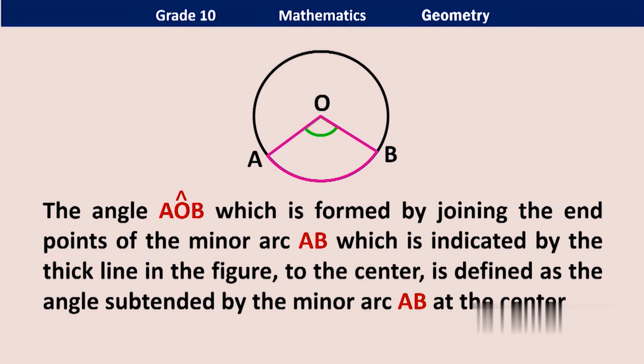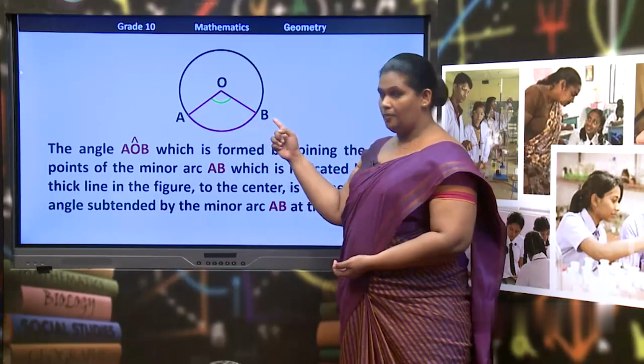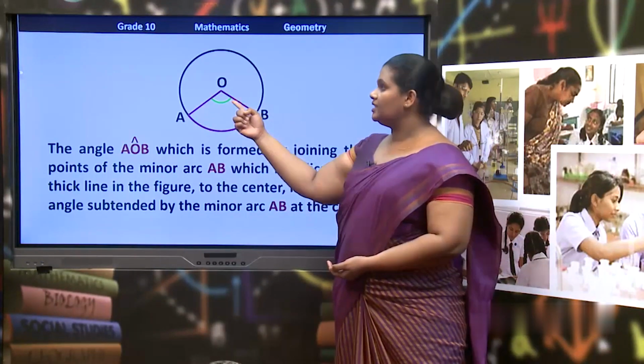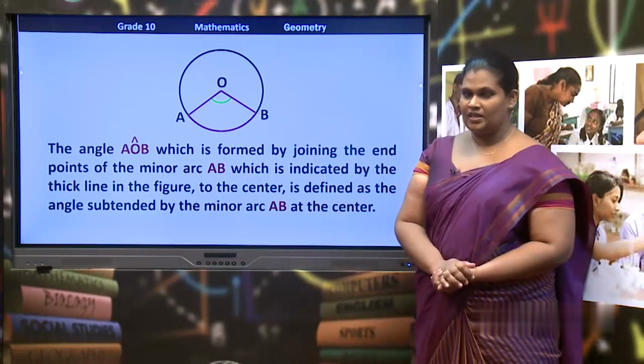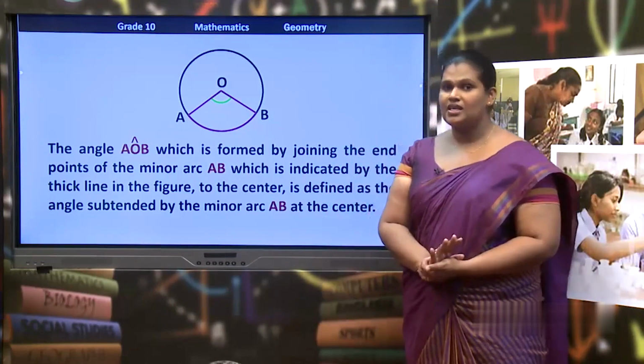So, we can say the angle AOB, which is formed by joining the endpoints of the minor arc AB, which is indicated by the thick line in the figure, to the center, is defined as the angle subtended by the minor arc AB at the center. Now, this angle is subtended by this minor arc AB and it is subtended at the center of the circle. Right.